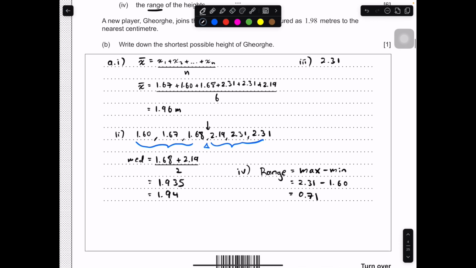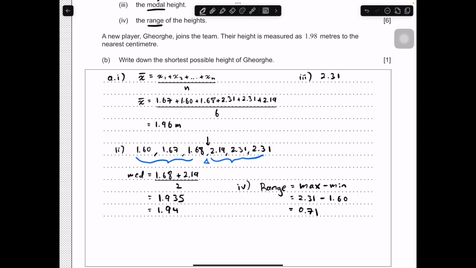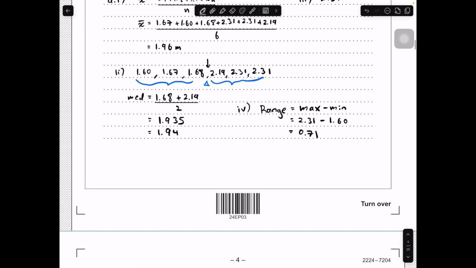All right. Last question. A new player, George, joins the team. Their height is measured as 1.98 meters to the nearest centimeter. Write down the shortest possible height of George. So 1.98 meters to the nearest centimeter. So this is essentially a number sense question or a rounding question. Write down the shortest possible distance.